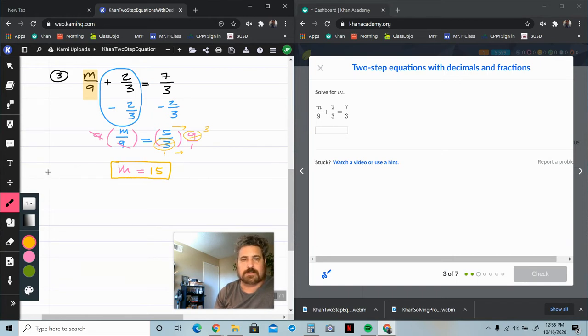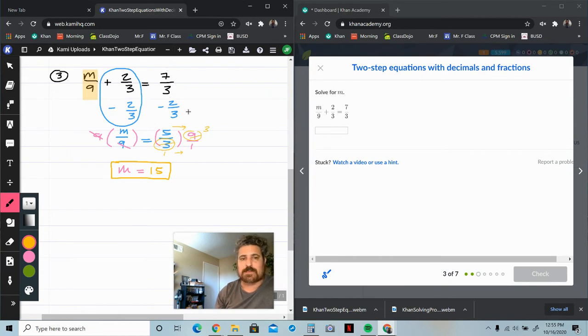And then you could test it out and see if it works. 15 ninths plus 2/3, is that equal to 7/3? Well, 15 ninths plus 2/3 is the same as 15 ninths plus 6 ninths. 15 ninths plus 6 ninths is 21 ninths, and 21 ninths is the same as 7/3, because if you divide 21 ninths by 3, top and bottom, you get 7/3.